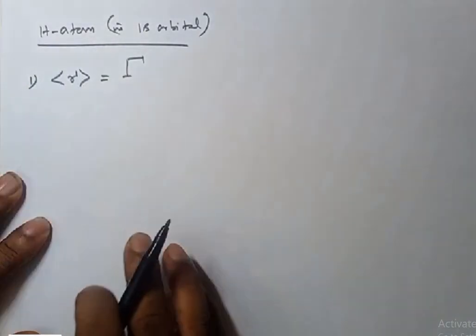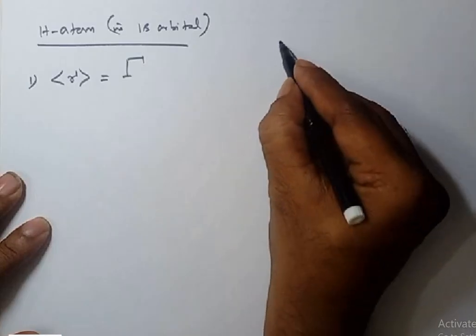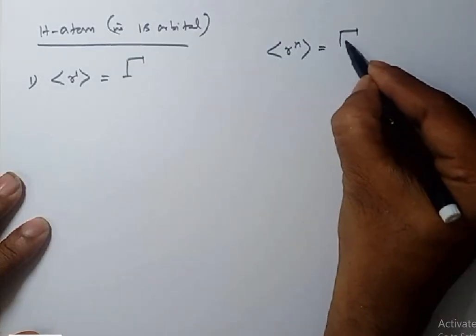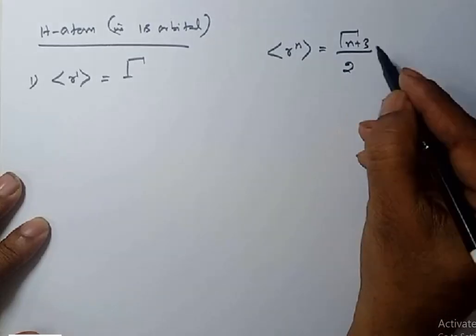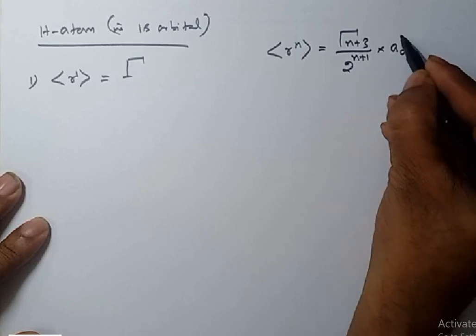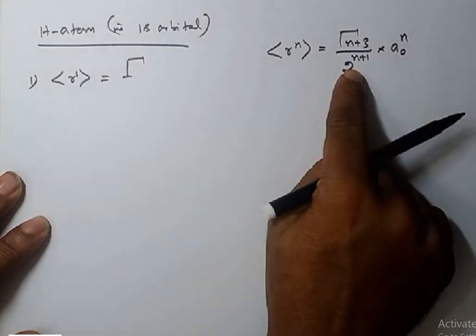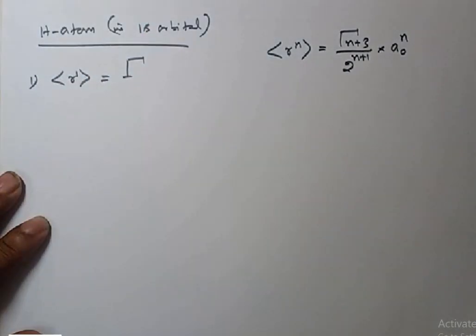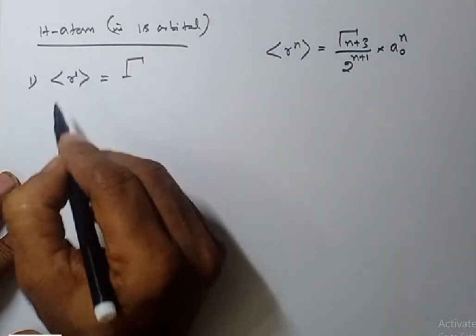How to find the average value of r? Just now I gave you the formula. What is the formula? Average value of r power n is equal to gamma function of n plus 3 divided by 2 to the power n plus 1 into a naught, the Bohr radius, power n. This formula is applicable only for the 1s orbital of hydrogen atom, the ground state of hydrogen atom. Now here I have given r power 1.